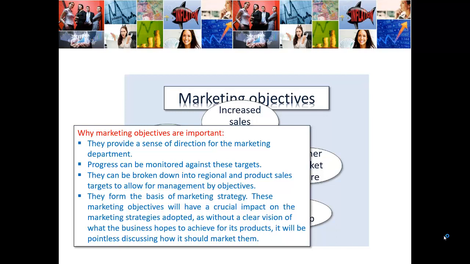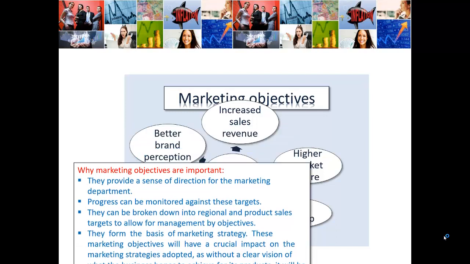These marketing objectives will have a crucial impact on the marketing strategies adopted. Without a clear vision of what the business hopes to achieve for its products, it'll be pointless discussing how it should market them.